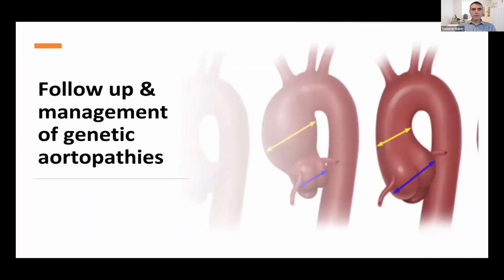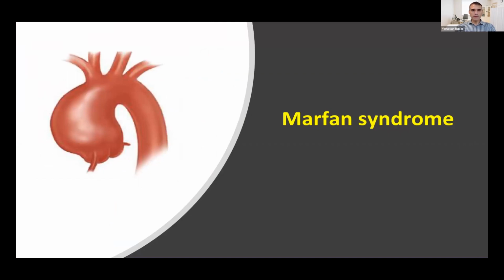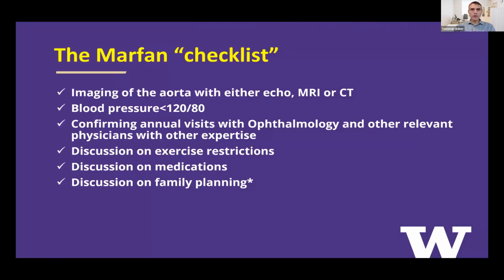So let's move on to specific conditions that we follow in clinic. The first one would be Marfan syndrome, and this is what we call the Marfan checklist. All of the patients with Marfan syndrome who come into our clinic would get these things. We start, of course, with imaging of the aorta with either an echo, an MRI, or a CT. We are very, very meticulous about making sure that our patients' blood pressures are below 120/80, and we use medications, as I will show in a minute, to make sure that this is the case.